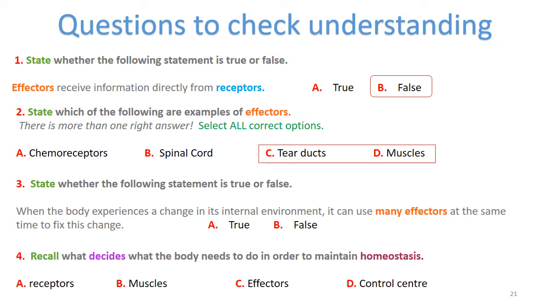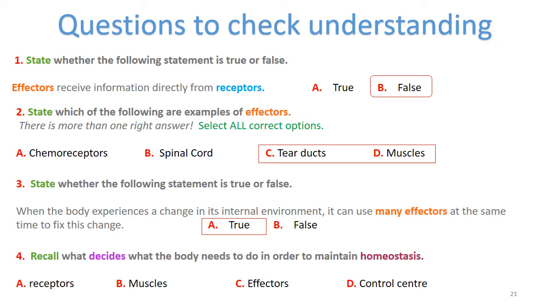Question 3. State whether the following statement is true or false. When the body experiences a change in its internal environment, it can use many effectors at the same time to fix this change. The answer is true, as you saw with the slide on muscles.